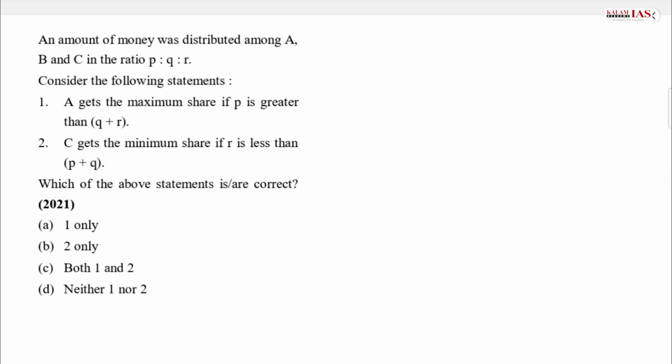Now in this question it is said an amount of money was distributed among A, B, C in the ratio P:Q:R. Suppose this amount of money is X, distributed among A, B, C in the ratio P:Q:R. Now it is saying A gets the maximum share if P is greater than Q plus R.